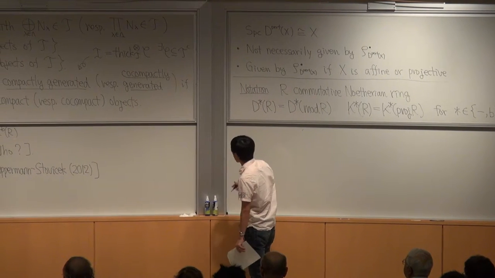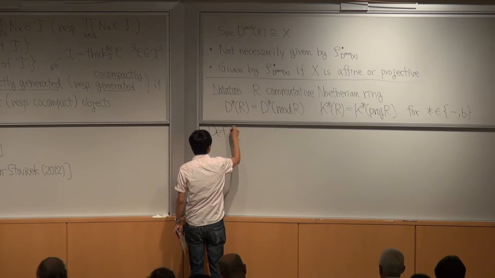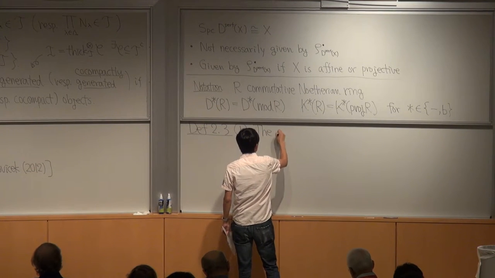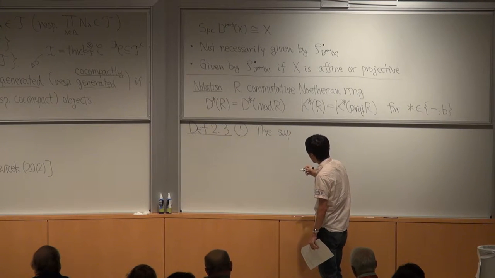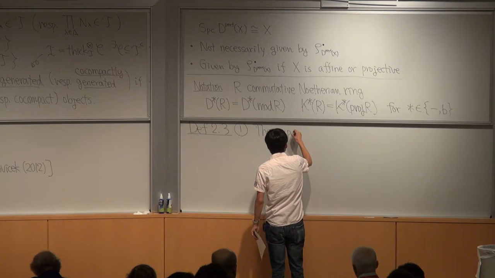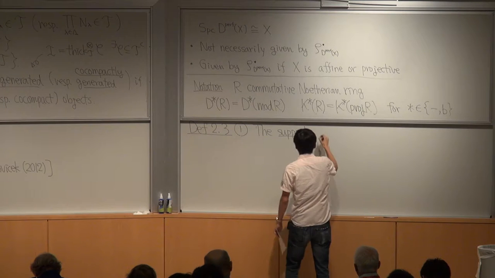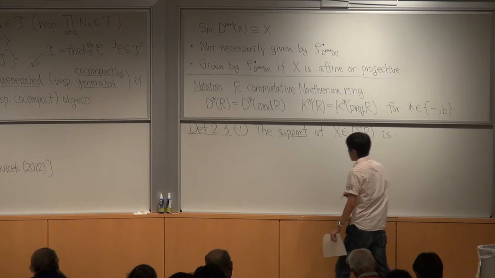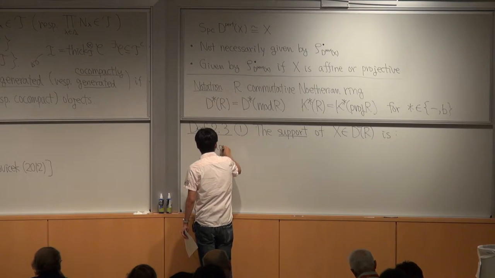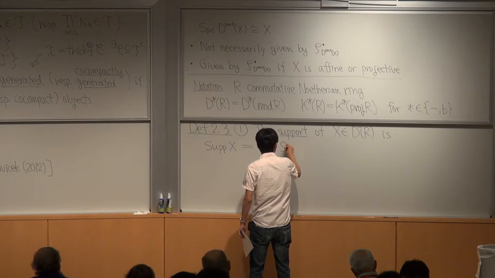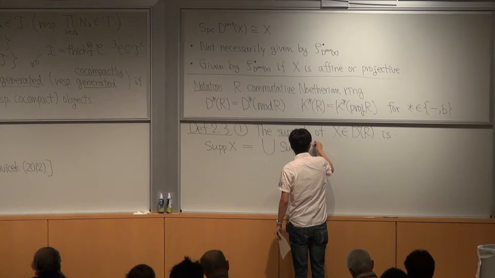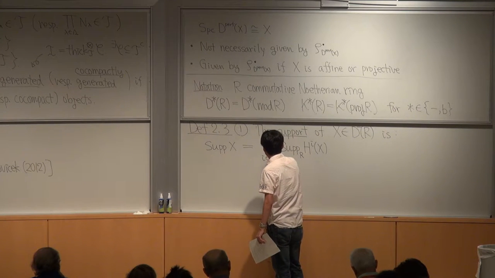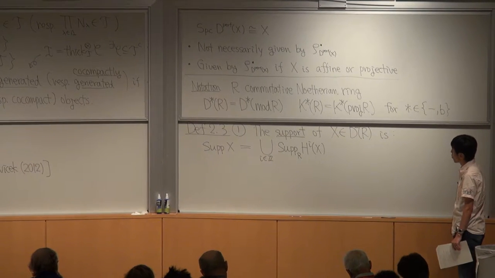Next, let me give the definition of the usual support. Definition 2.3. In my previous talk, I defined the Balmer support, but now I want to define the usual support. The support of an object X in D^-(mod R), Supp X, is just the union of the supports of the homologies of X as modules. So this is the definition of the support of X.